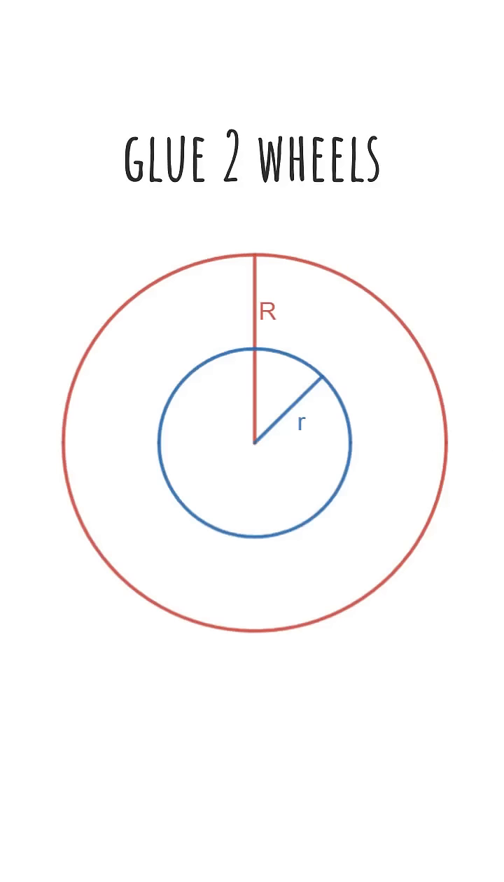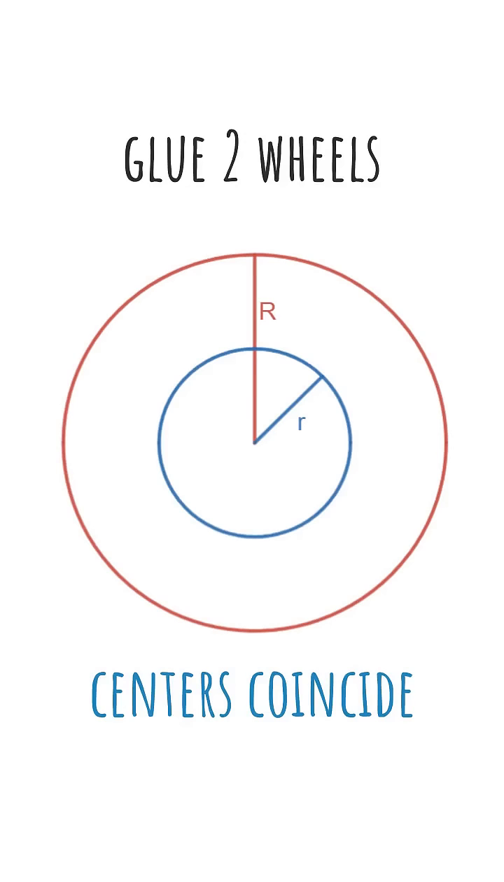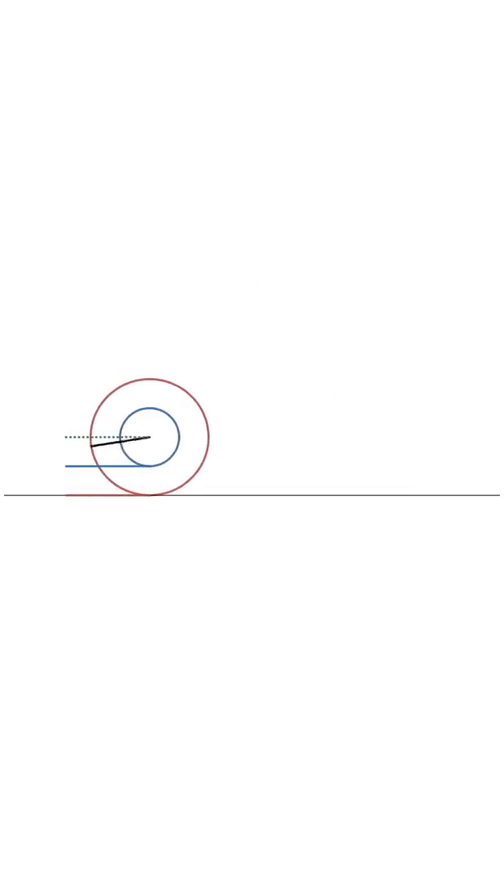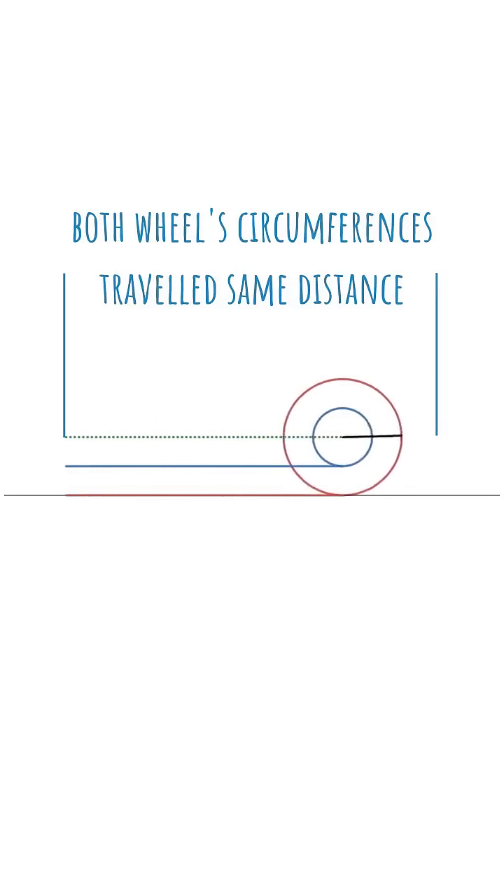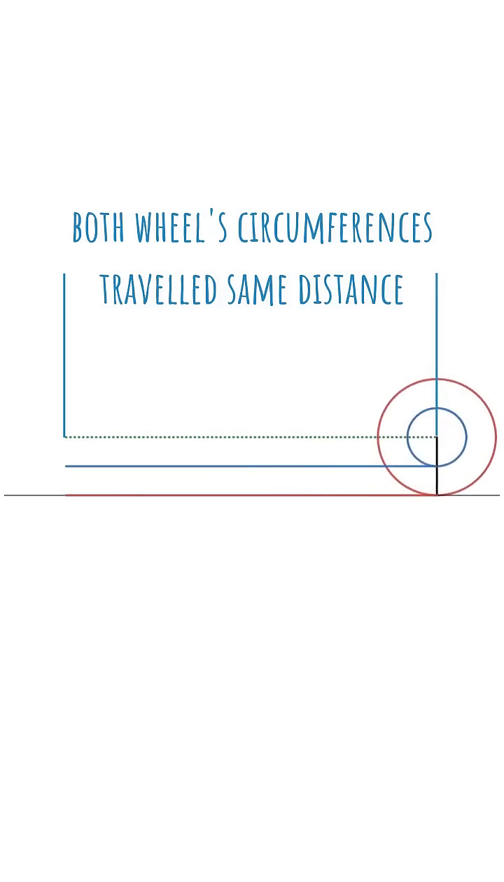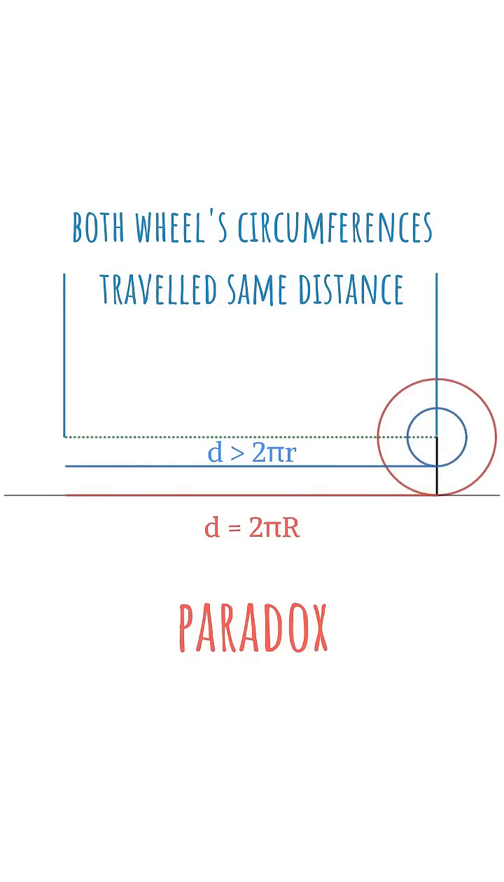Now, let's glue another wheel with smaller radius to the larger wheel, such that their centers coincide. Now if you roll them for one full revolution, the distances moved by both wheels' circumferences are the same. The distance traveled by the larger wheel is equal to its circumference, but for the smaller wheel, it is greater than its circumference, thereby creating a paradox.